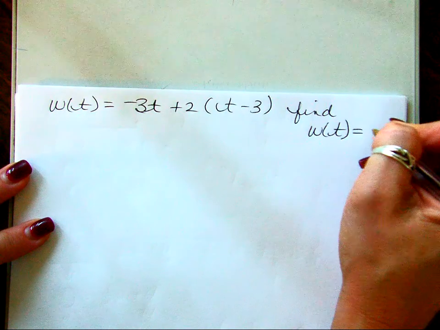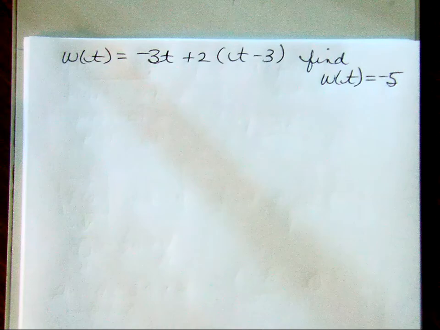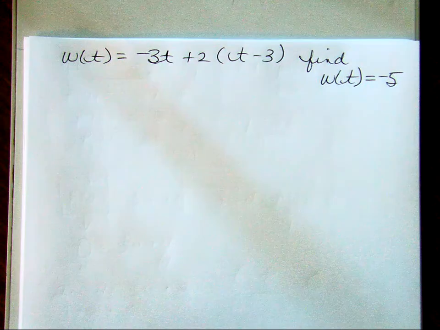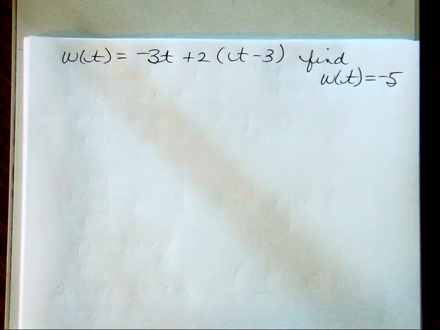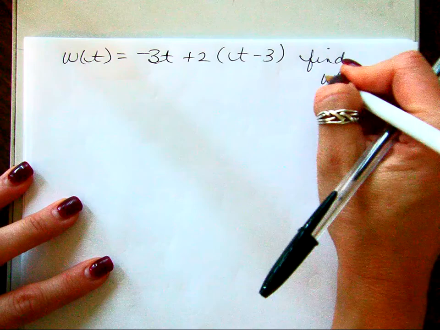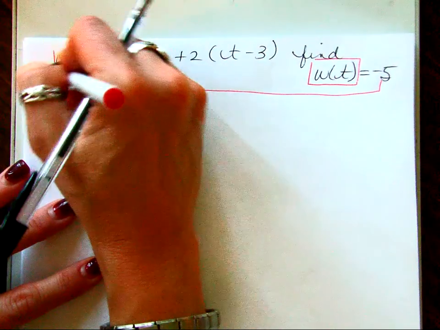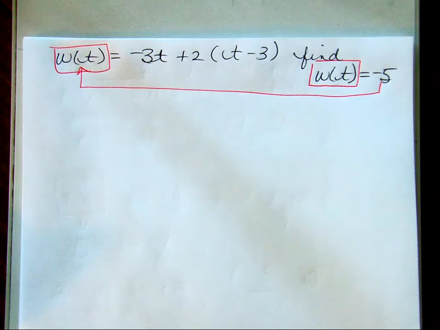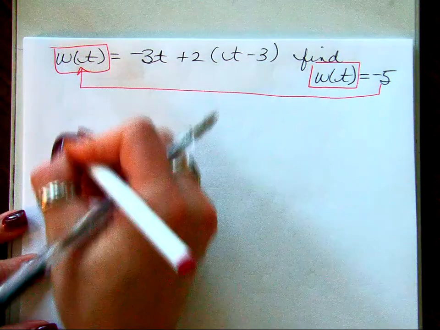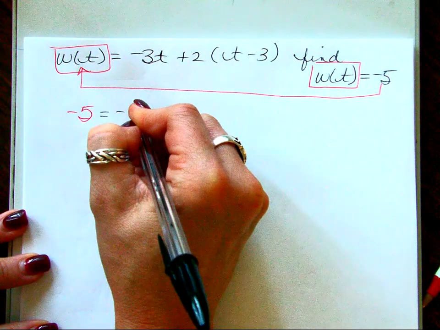The hardest part of this whole thing is where do I put the -5? You only got 2 spots. Is it t or is it w of t? So w of t is -5, so you're going to put it in for that whole thing. Right? Because it's not in the parentheses. If it was in the parentheses, that would be t. So -5 is equal to... I didn't mean to, well, let's just finish it.